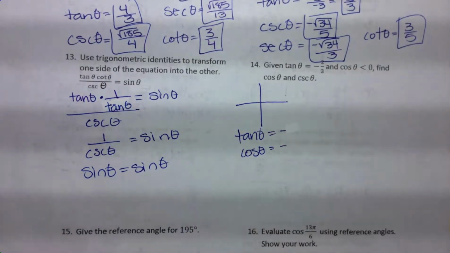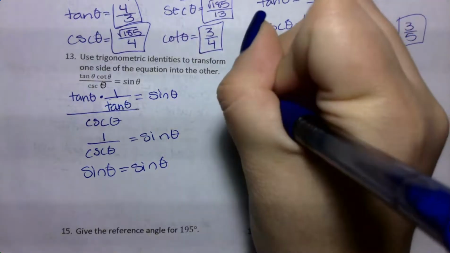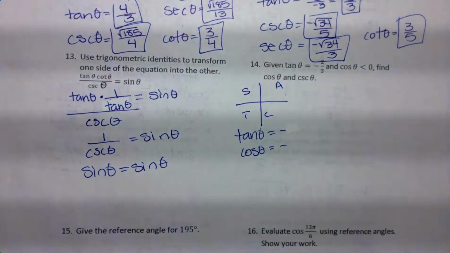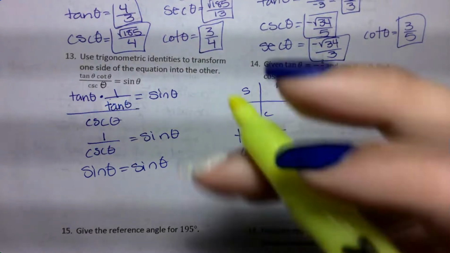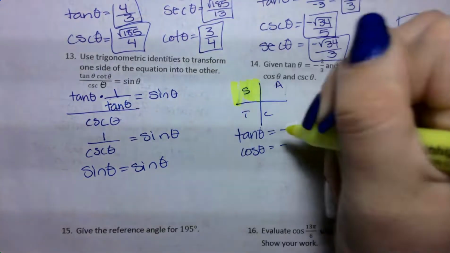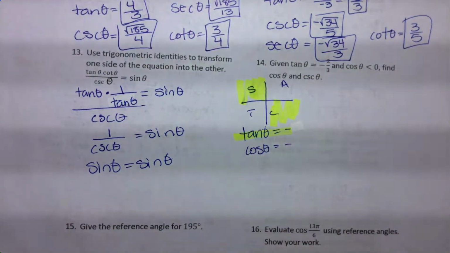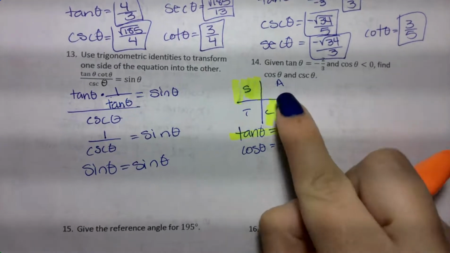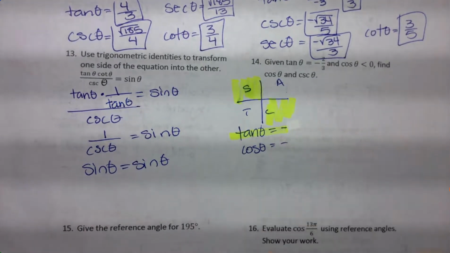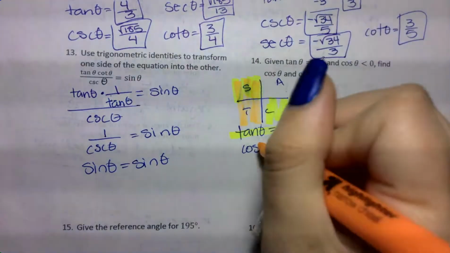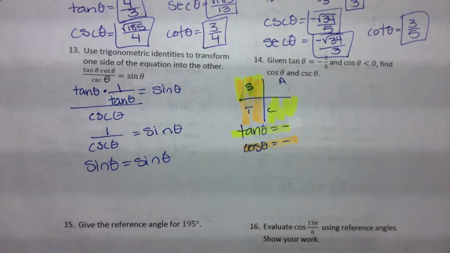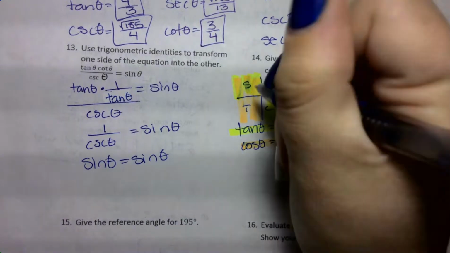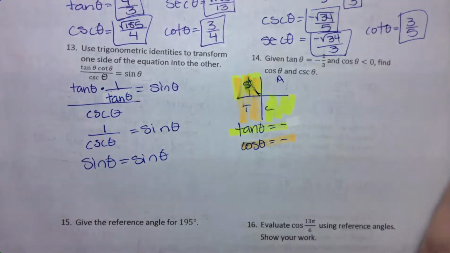So remember, tangent is, here, let me write these out. All students take calculus. Tangent is positive in this quadrant and this quadrant. So the S and C quadrants are where tangent is negative. And then I want to figure out where cosine is negative. Cosine is positive in all and C for cosine. So cosine is negative right here. So the two that are overlapping are in the second quadrant. So that means my triangle is going to be drawn here.